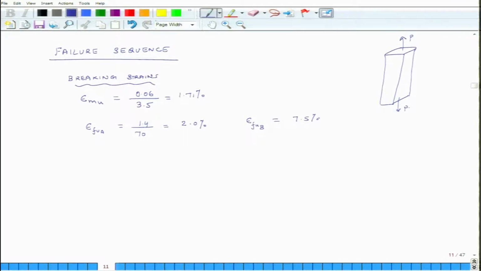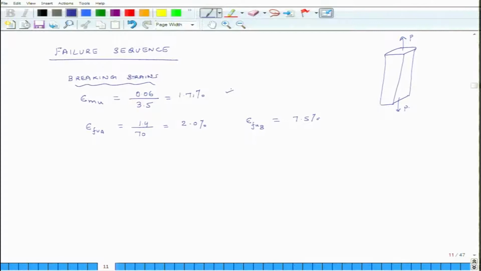So, what does that mean? Because it is a load controlled experiment, what do we mean by load control? We are applying external load. Because it is a load controlled experiment and everything is having the same strain, the first thing which will break is the matrix in this case.